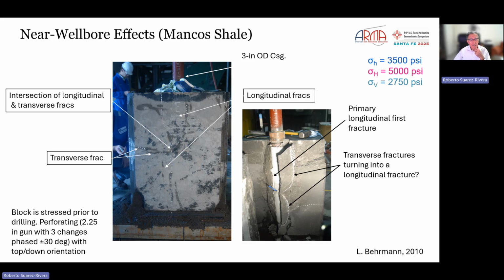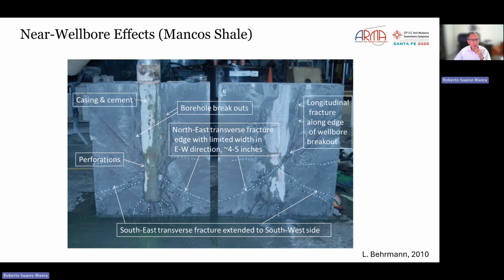And then there is a very interesting, complex connectivity between the longitudinal fractures, transverse fractures that turn into longitudinal, and vice versa. I think I'm going to show you one more example of that, of near wellbore effects.